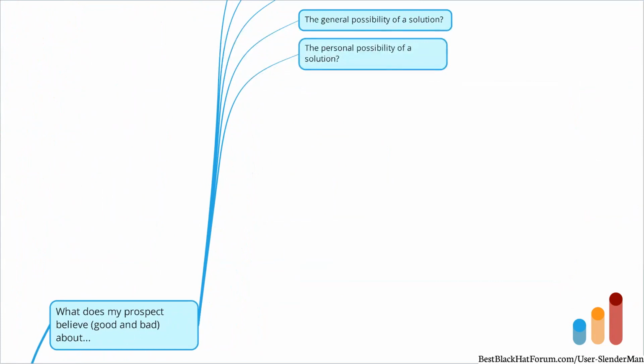And then there's the personal possibility of a solution. Do they believe that they can get rich quick? Do they believe that they can be a successful investor? Do they believe that they can lose weight? Do they believe, whatever your product or service is, do they believe they can have a healthy relationship with their significant other? What do they believe about the personal possibility of a solution?